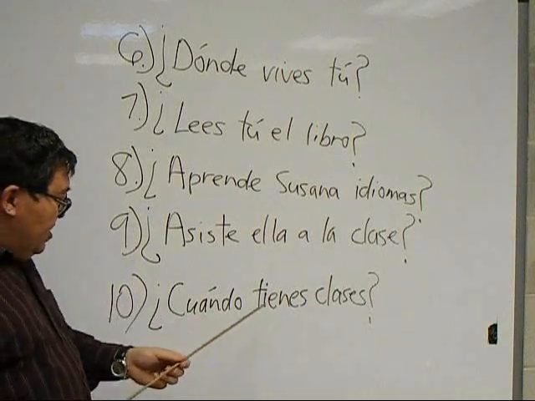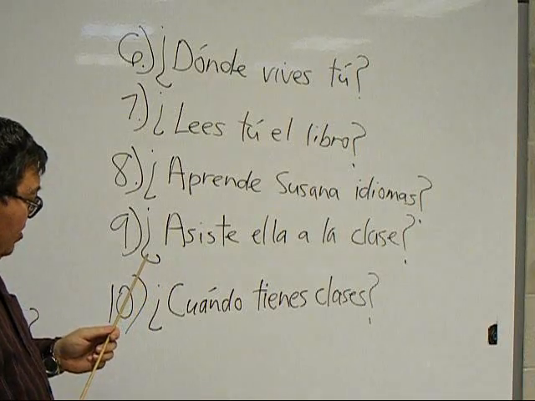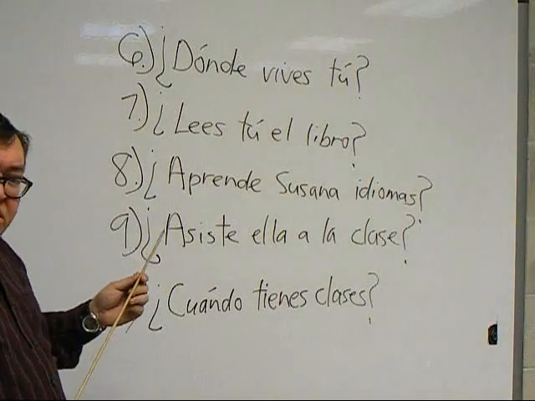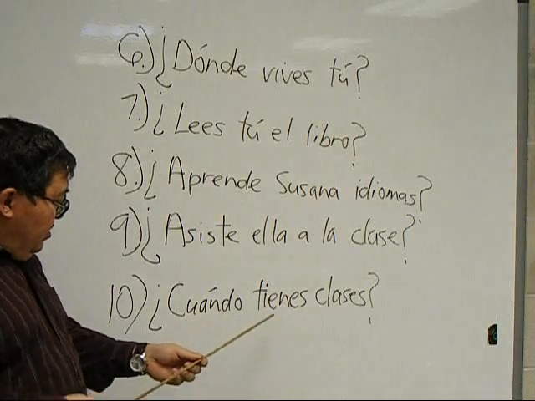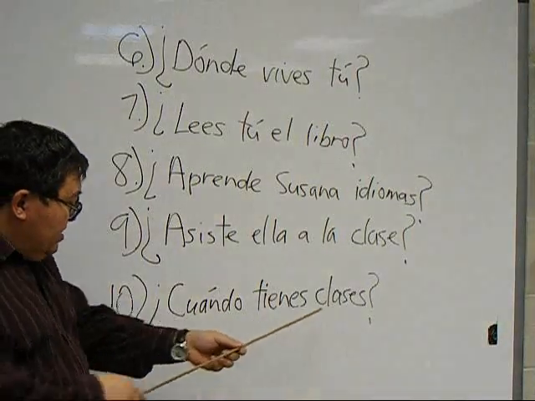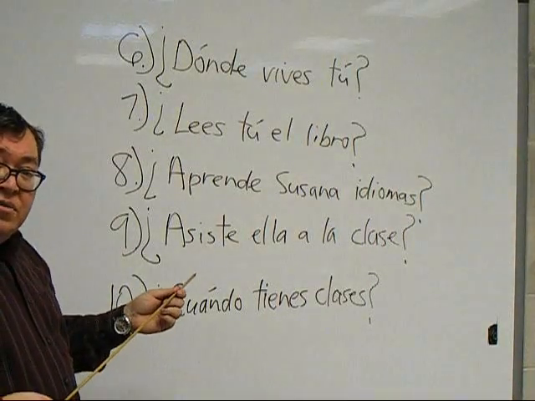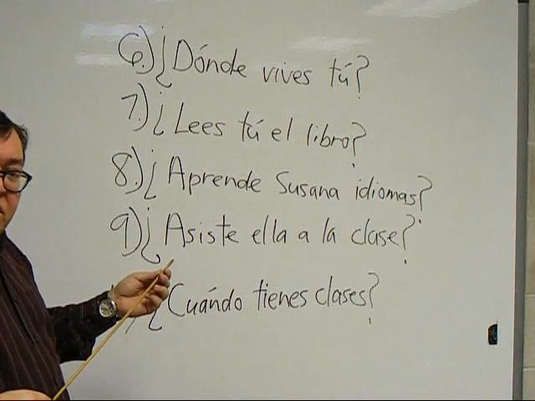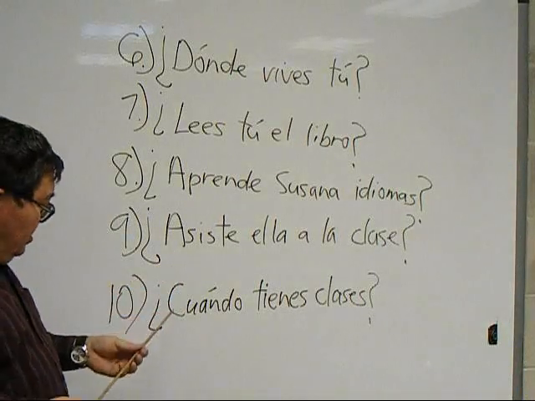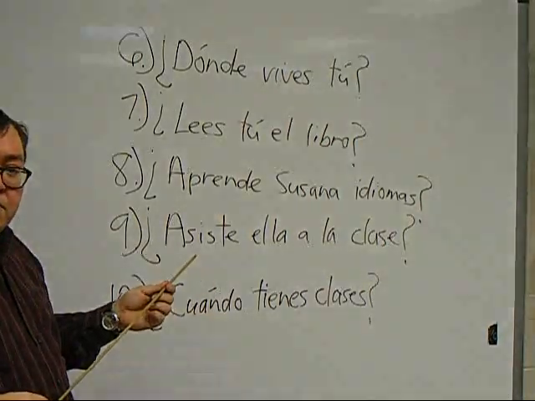Number 10. Cuando tienes clases? All right. There's the form of the verb tener, but in this case it's not asking about one of those phrases, tener hambre or tener sed. It's asking, when do you have classes? So you're going to respond with, I have classes, and then maybe a time. Tengo clases por la mañana, maybe. Or maybe tengo clases los lunes, miércoles y viernes. Or some other phrase that is a correct answer to the when do you have classes question.